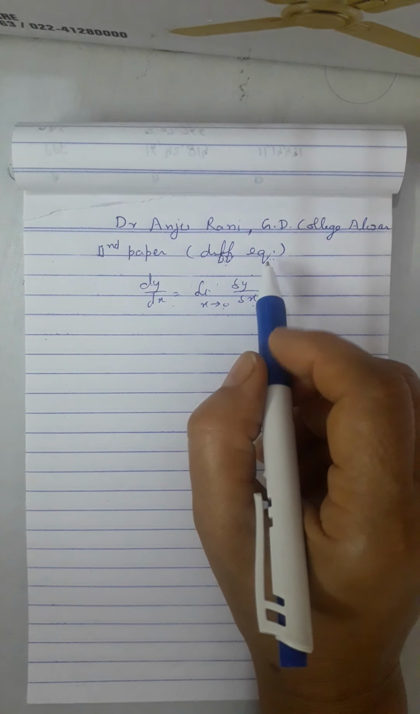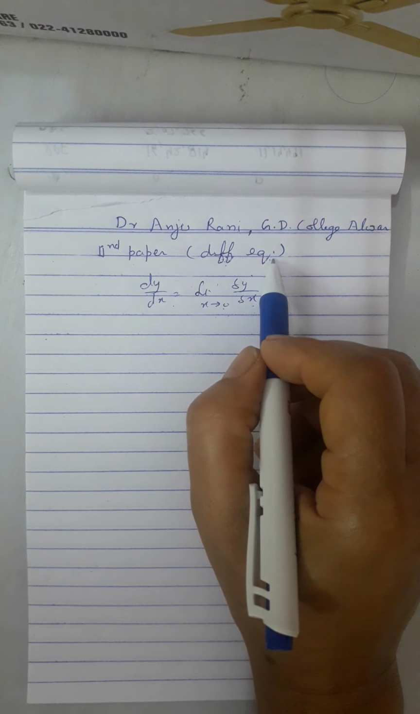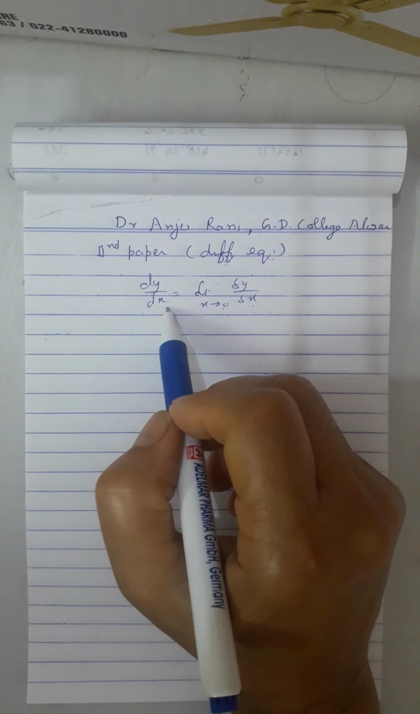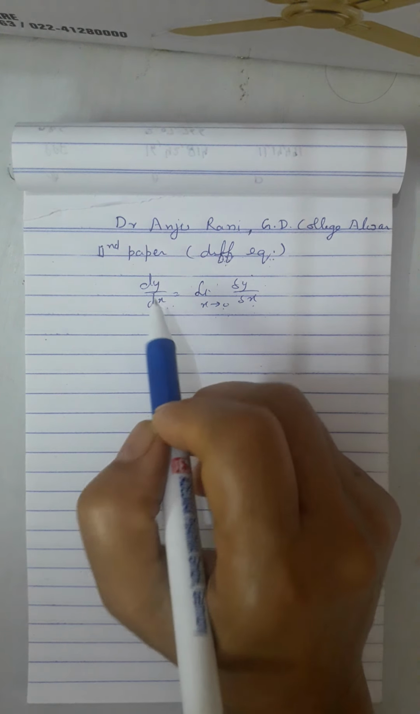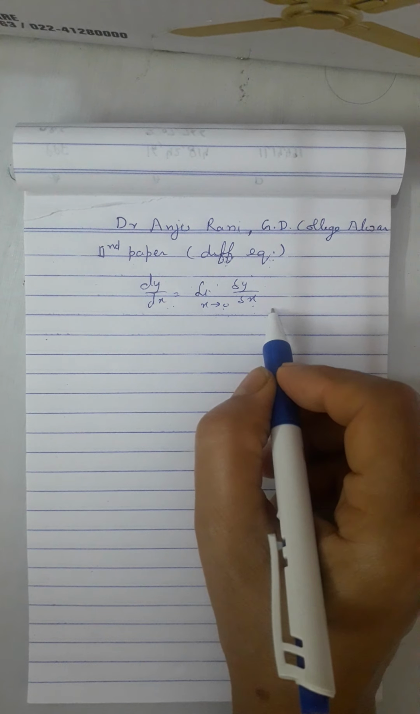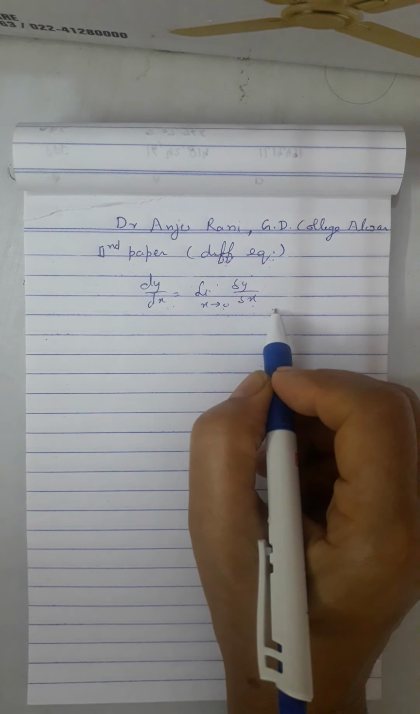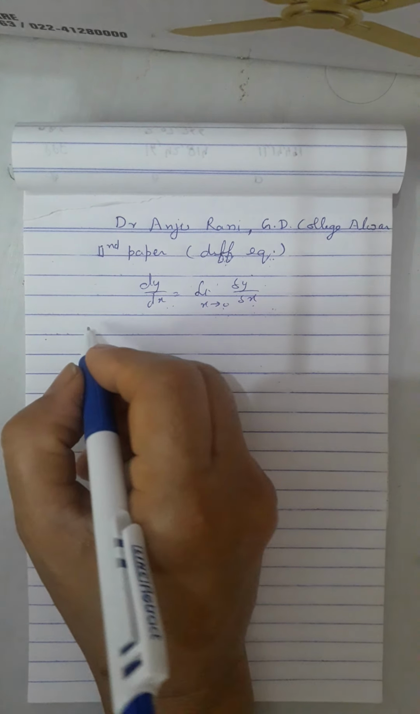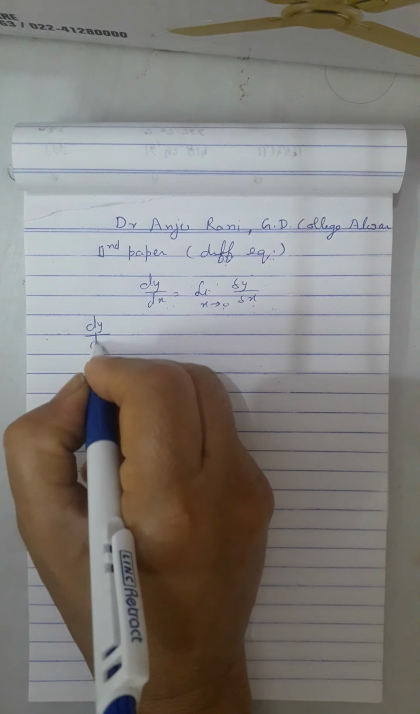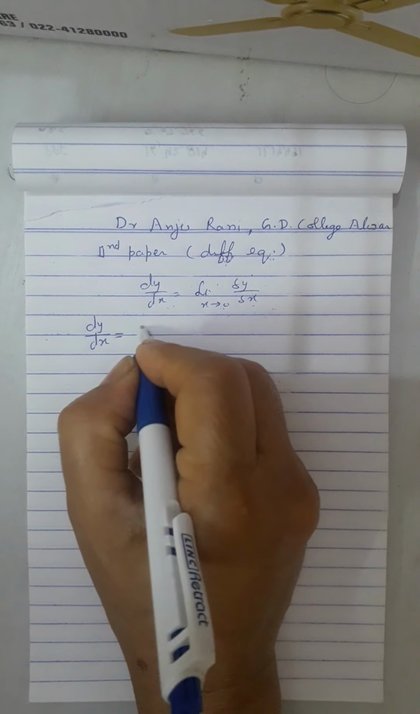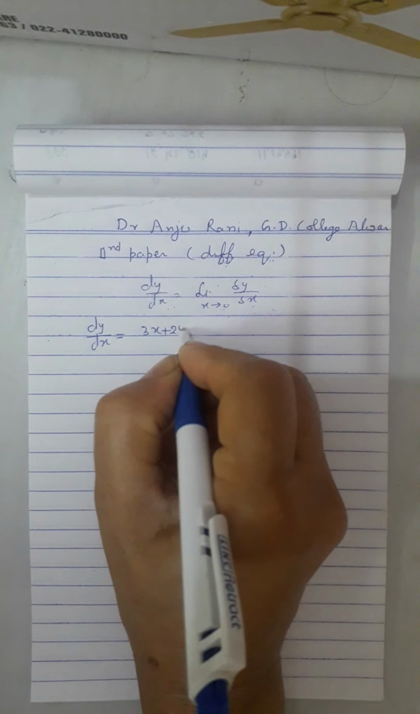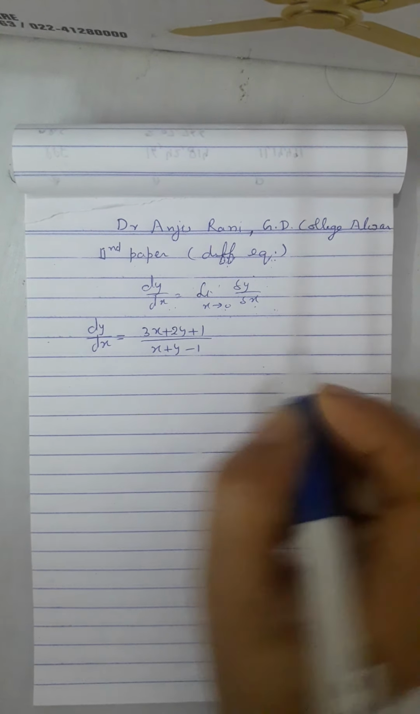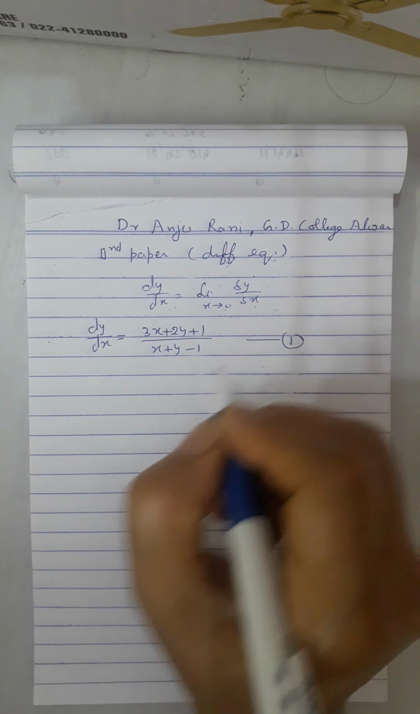Now if we have an equation in which there is a combination of variables x, y and their derivatives, then such equations are called differential equations. And the solution of these equations means we have to integrate these equations. For example, let us take the equation dy by dx is equal to 3x plus 2y plus 1 upon x plus y minus 1. Let us say this is equation one.